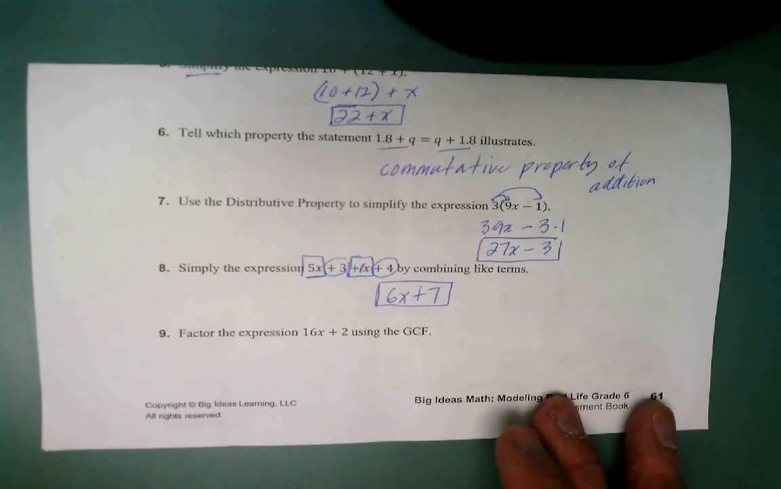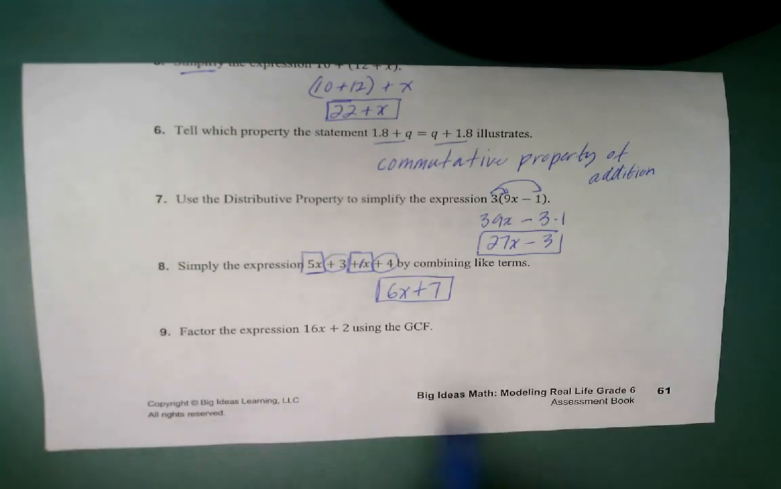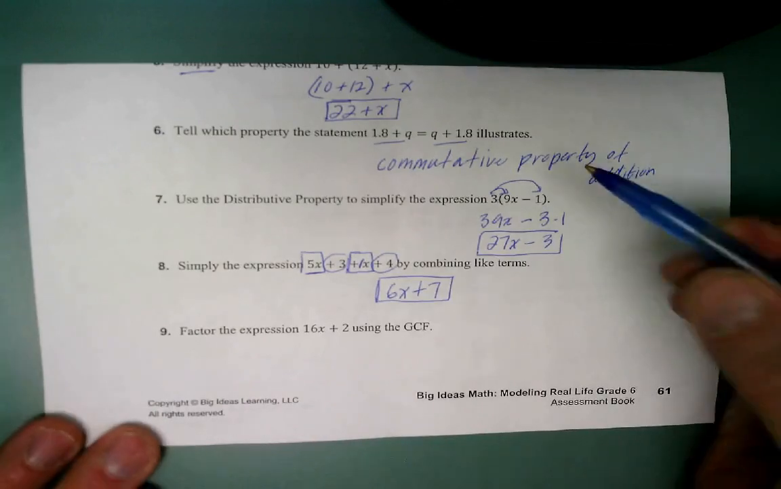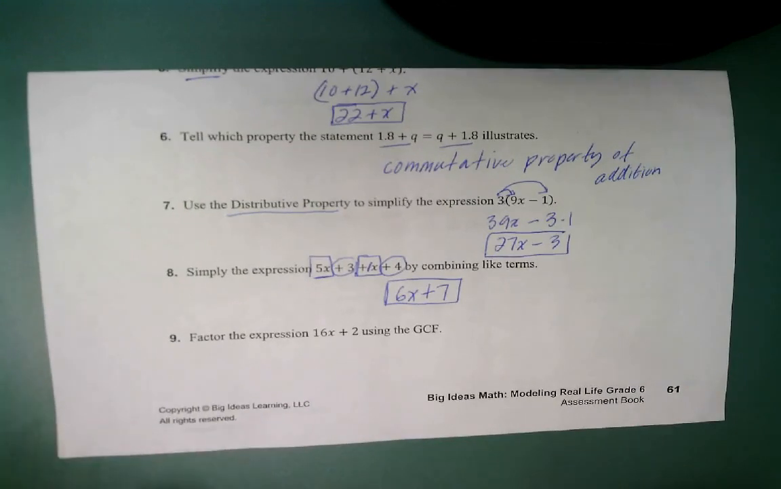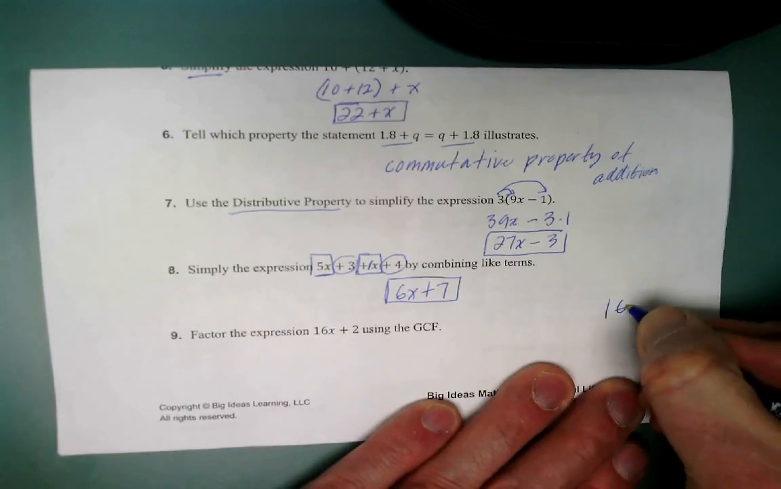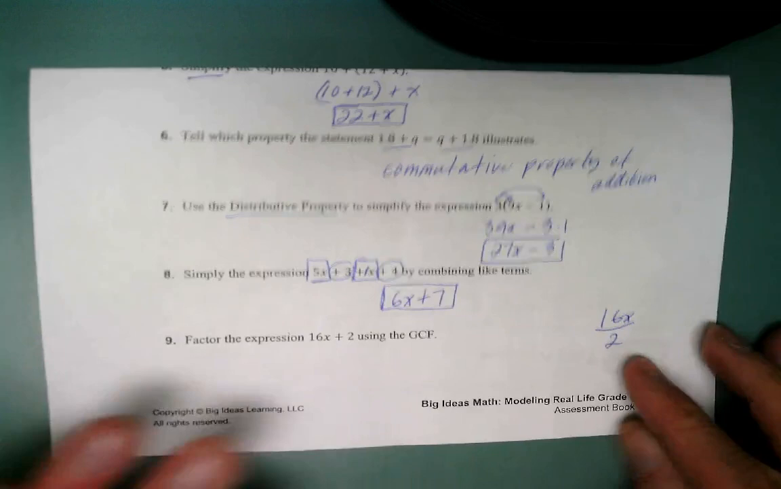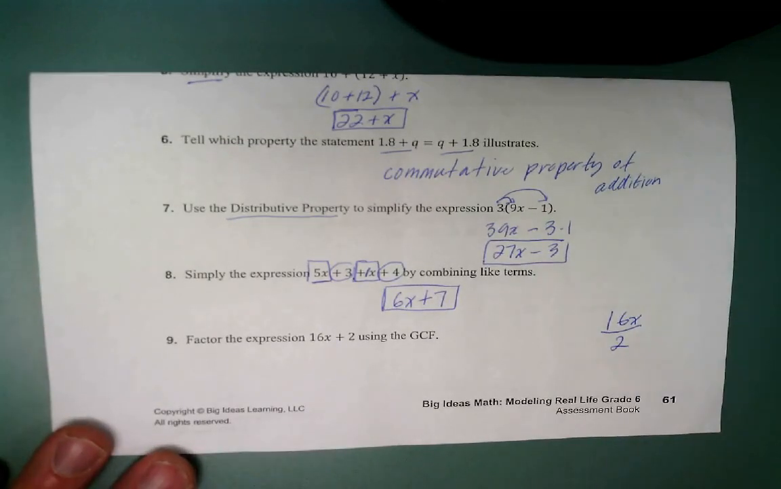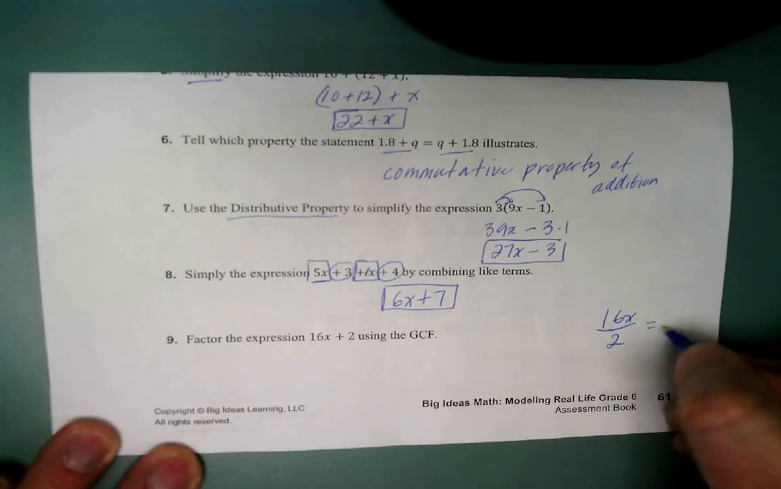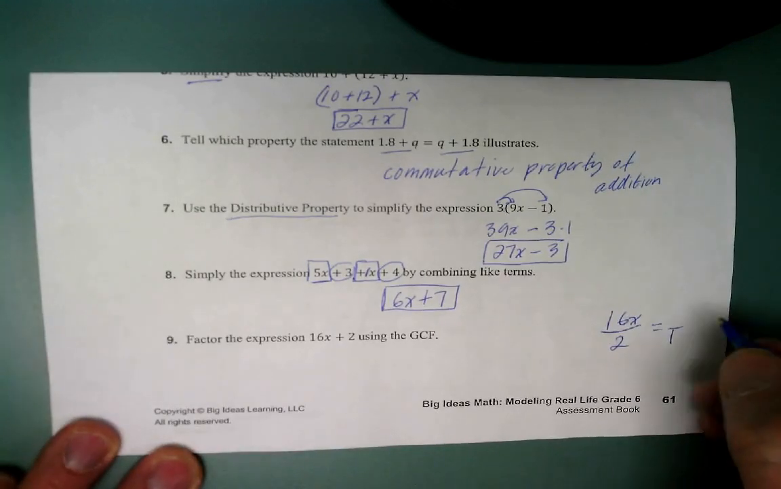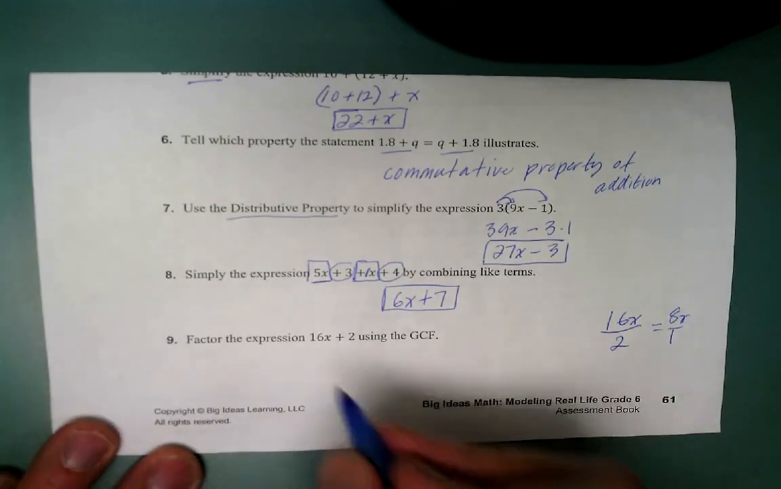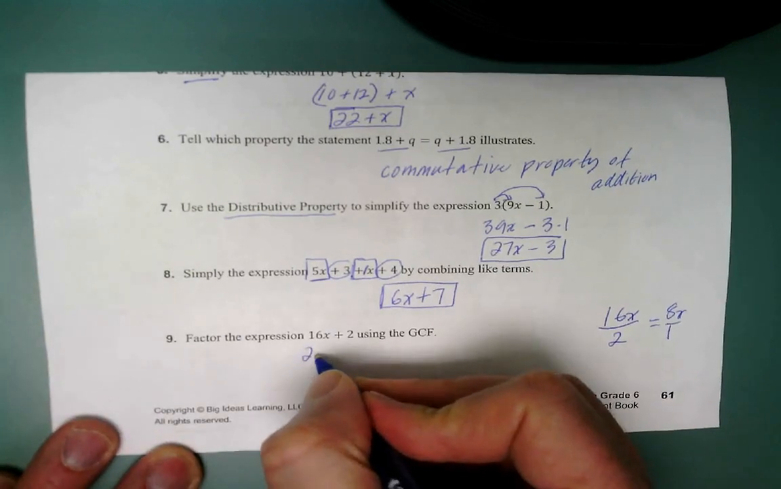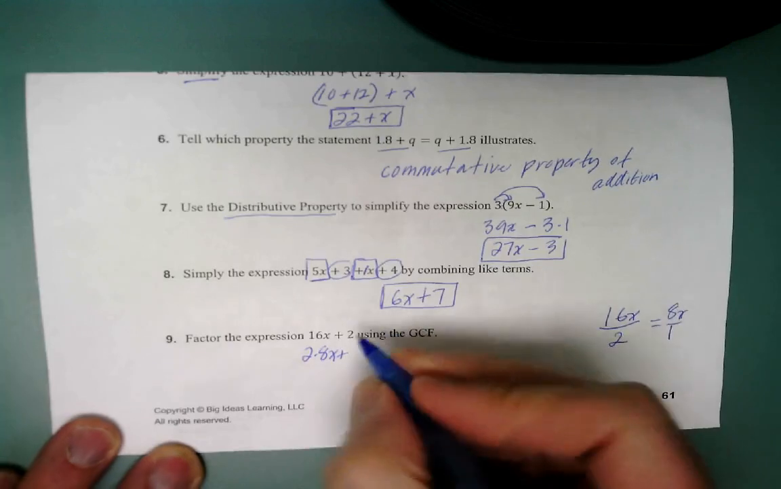All right? Factor the expression. When we factor an expression, we're using the distributive property backwards. The other thing I tell kids, it's kind of like simplifying a fraction. If I had 16x over 2, I'd say, whoa, 2 goes into the top and the bottom. How many times does a 2 go in the bottom? Once. How many times does 2 go into 16x? Right? We'd simplify that fraction, 8x over 1. Same thing here. 16x is the same as 2 times 8x. 2 is the same as 2 times 1.